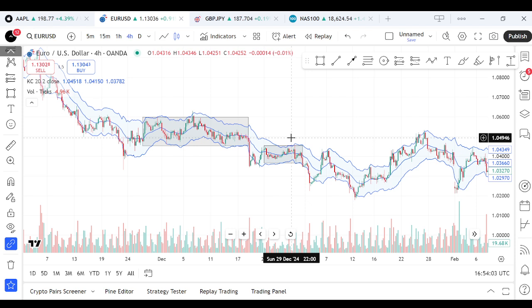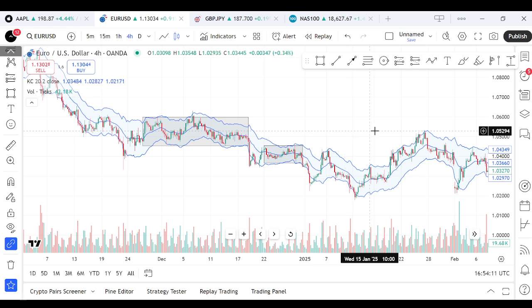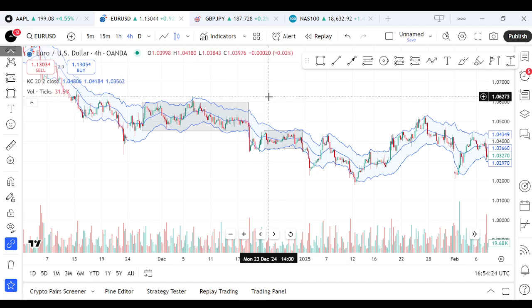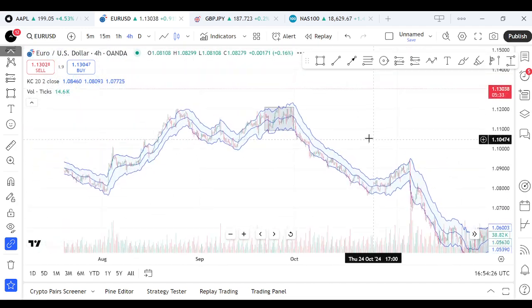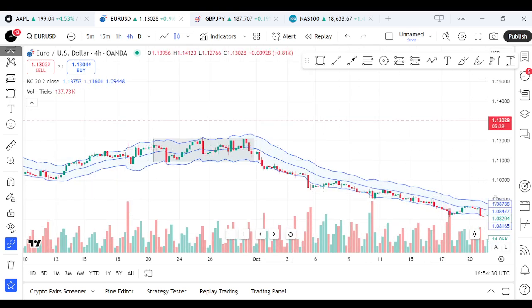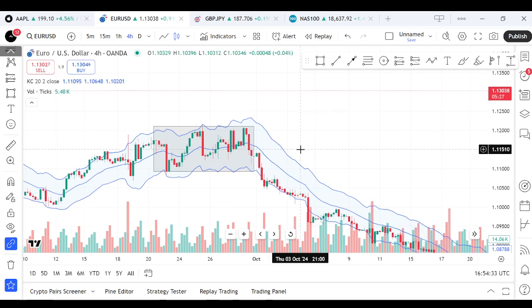A breakout occurs when price closes decisively outside the Keltner channel. For a bullish breakout, it occurs when price closes above the upper band, and for a bearish breakout, price closes below the lower band. And you should confirm the breakout with increased trading volume, as this indicates stronger momentum behind the move.